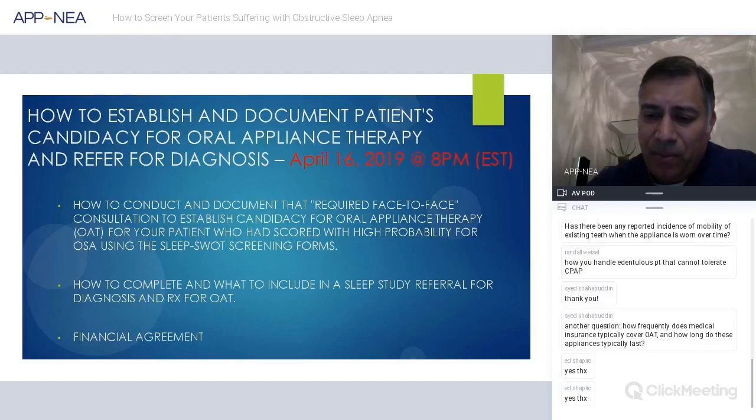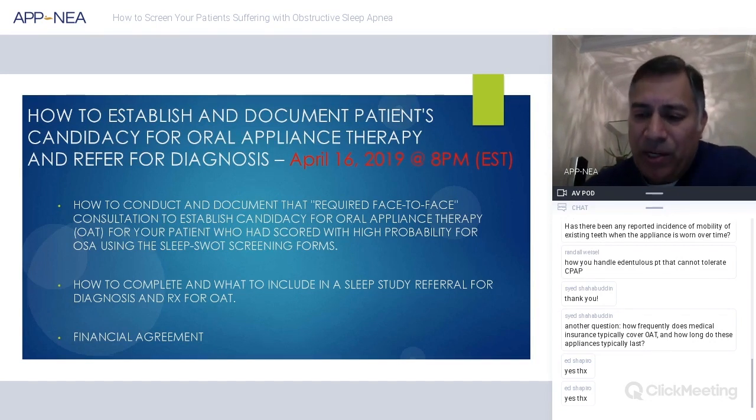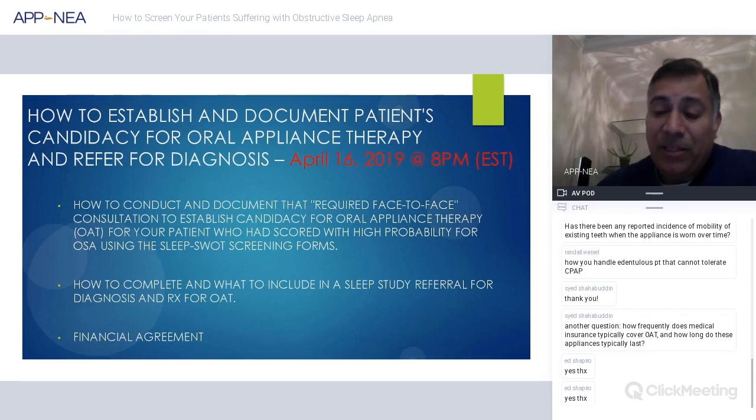Okay, so we've got one from Stephen. Has there been any reported incidents of mobility of existing teeth when the appliance is worn over time? Yes. This is a great question. The incidence of mobility is part of our informed consent. Before we treat, we have to get informed consent. And for those of you who've experienced the entire workflow, you would have noticed that at the beginning of the MATFIT workup is the informed consent. It's clearly stated that mobility of teeth and changing of bite are a possibility over time.